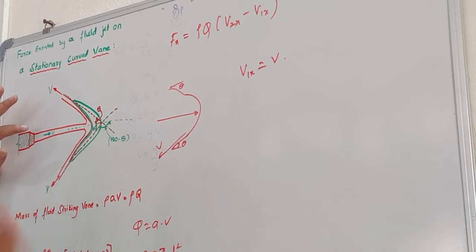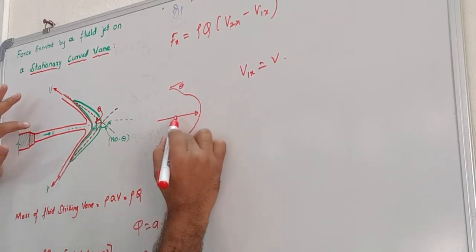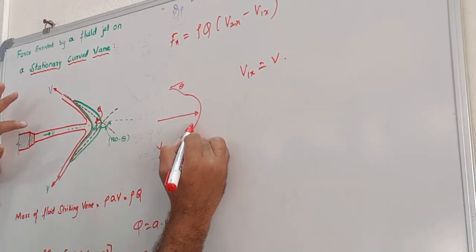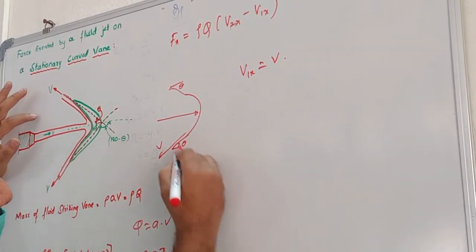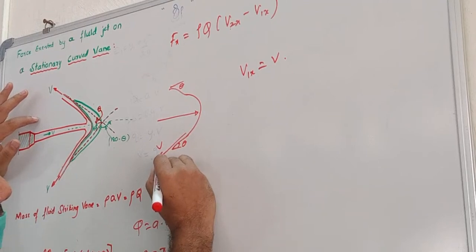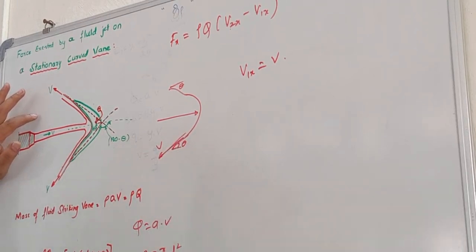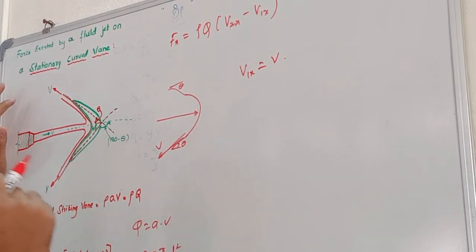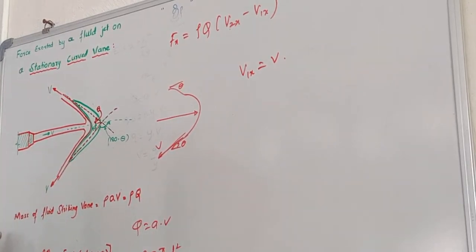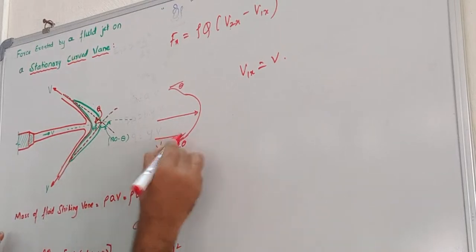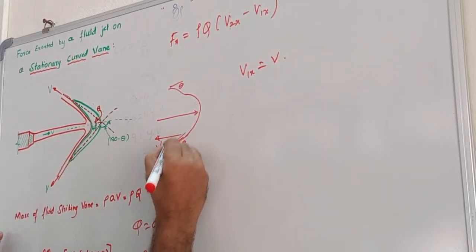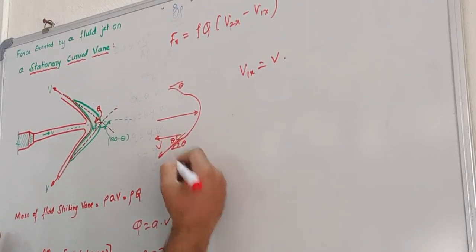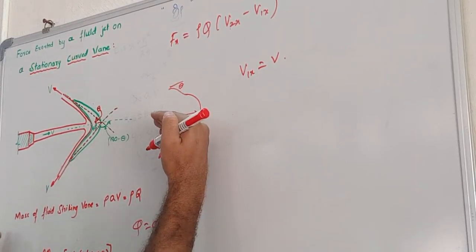So assume that the curved vane is entirely smooth, so the velocity with which it hits here and comes out here will remain the same. But the condition here is, you can see, the direction of velocity is not remaining the same. So I want to calculate how much is the component of velocity in the x direction. How do you calculate this? Assume this angle is theta. Can you find out how much is the component in the x direction?